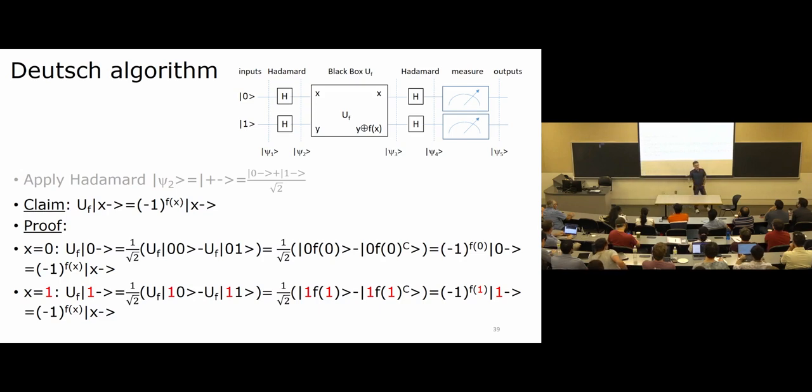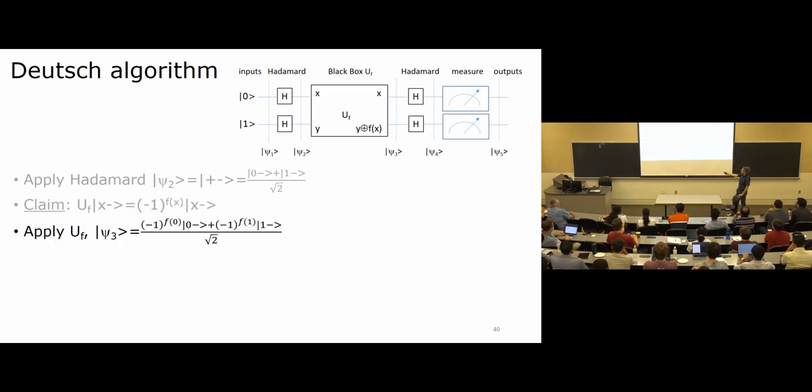So basically, for 0, I have a derivation, and I show that applying UF, this modified black box, gives me minus 1 to the f of x times the input ket x minus. Same thing when x is equal to 1. So I've proved the claim and skipped the steps, but the steps are written out.